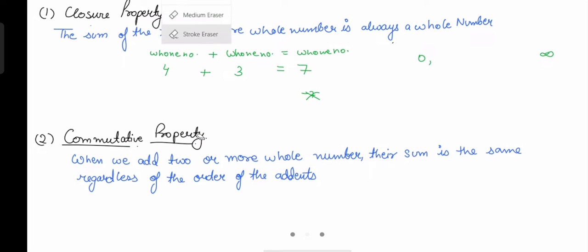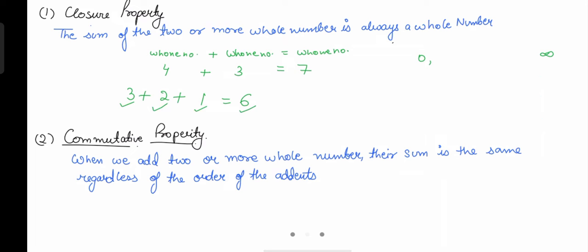What if I add more than two numbers? Let's say I add 3 plus 2 plus 1. In that case, what will be my answer? It will be 3 plus 2, 5, and plus 1, 6. Is 3 a whole number? Yes. Is 2 a whole number? Yes. Is 1 a whole number? Yes, it is. And is 6 a whole number? Yes, it is a whole number.